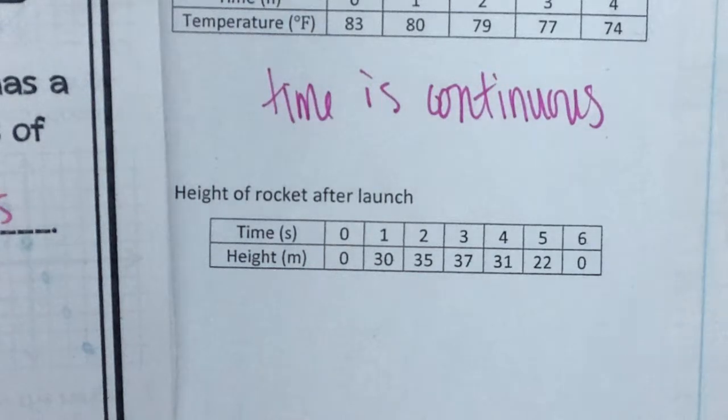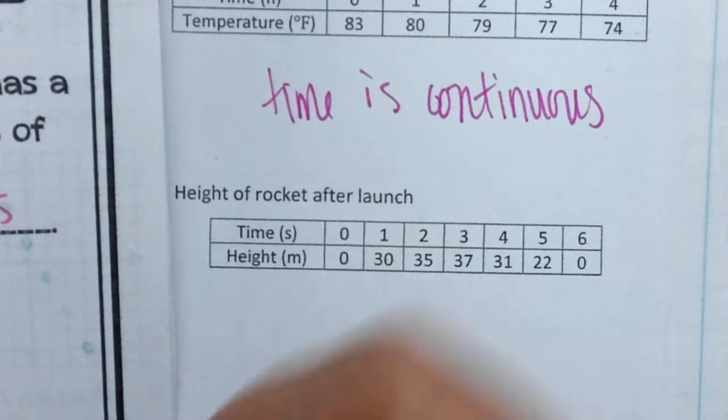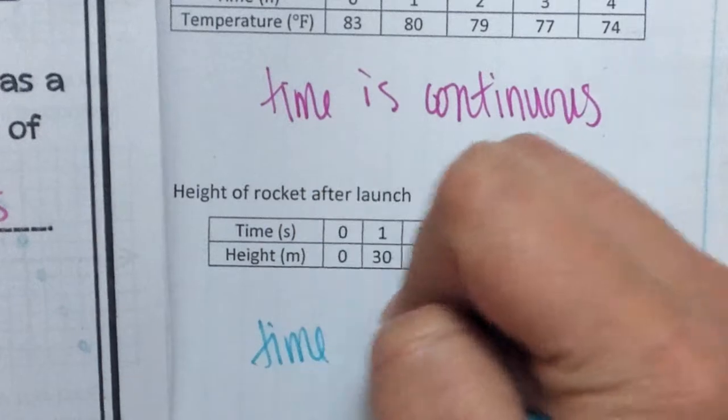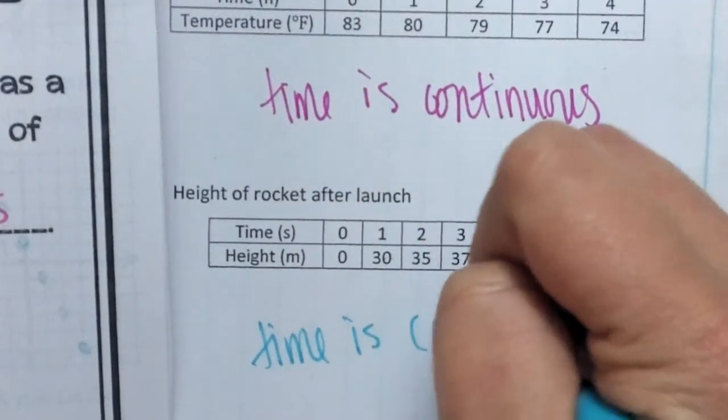All right, the height of a rocket after a launch. Why is that continuous? Time is continuous. Look at you go. Take a point. Because time is continuous.